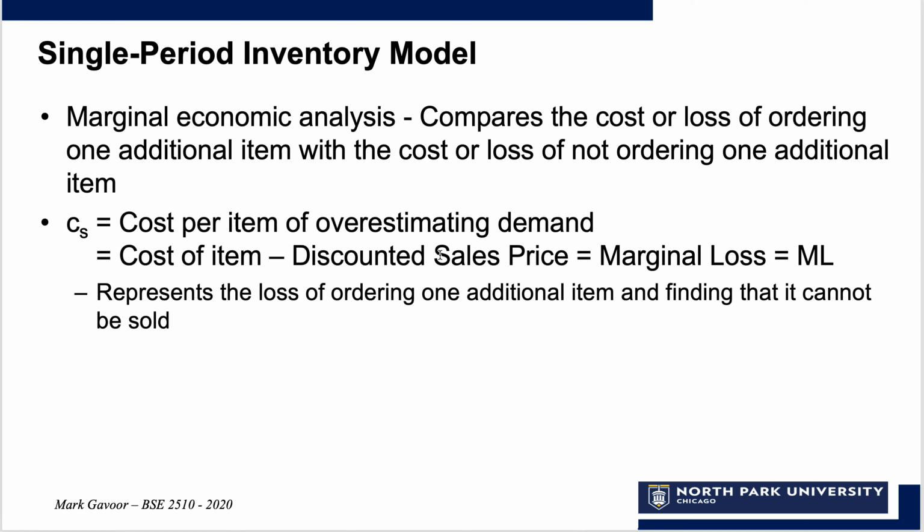And if I sell them, I'm going to sell them at 30, so I'm going to take a loss. My marginal loss for anything I'm left holding the bag with at the end of the selling season is $30. This represents the loss of ordering one additional item and finding it cannot be sold. Remember, marginal analysis for micro is: what happens if I do one more?